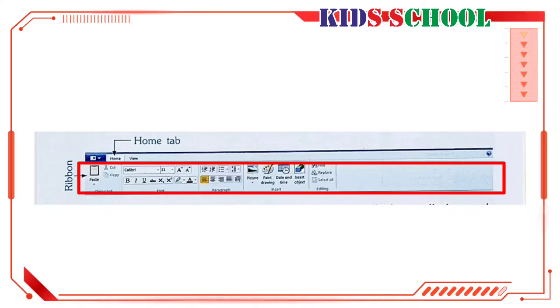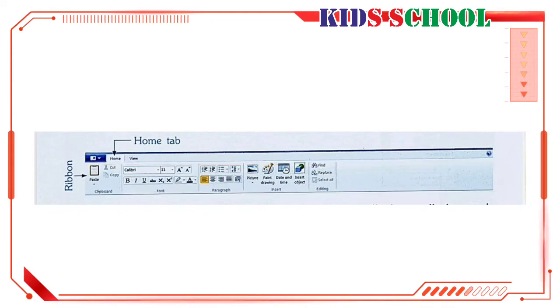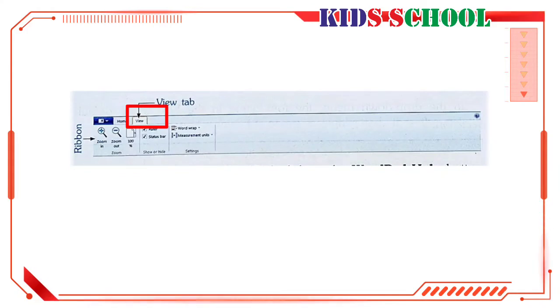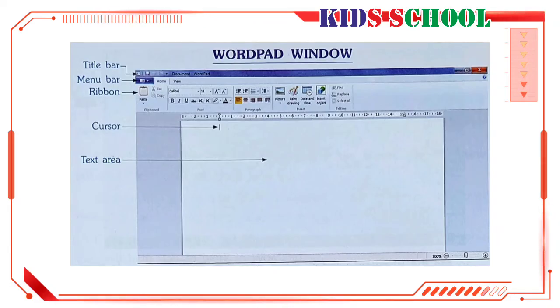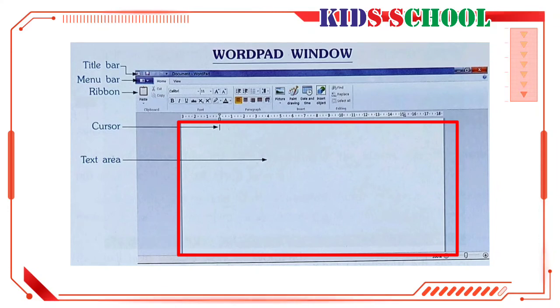Click on the home tab. The ribbon below will show all the tools that will help you to work in WordPad. Click on the view tab. The ribbon below will show all the tools that will help you to change the view of the WordPad window. To get any help to use WordPad, click on the WordPad help button on the right hand side of the menu bar.